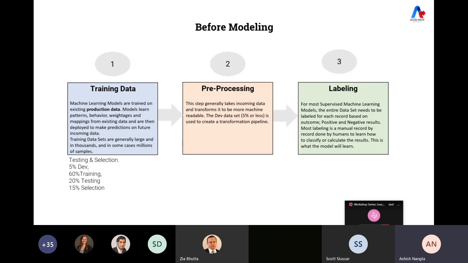Sometimes scalability is also a question. What happens when there's a new class? What happens when there's a new document type? What happens when there's a new geography or language introduced? So sometimes those are criteria. Sometimes accuracy is the criteria, or sometimes both. So based on that, you would decide.